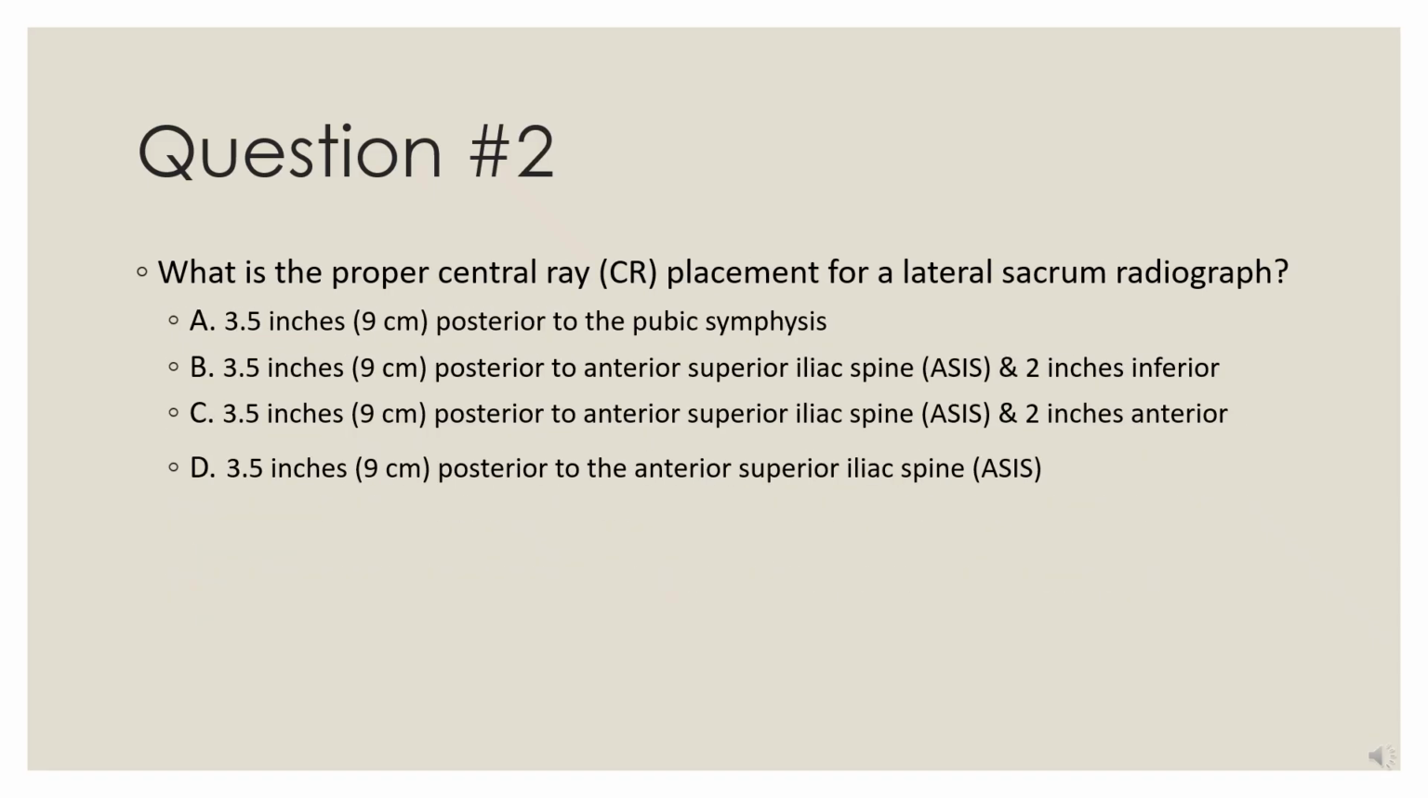So the second question is, what is the proper central ray placement for a lateral sacrum radiograph? When looking through the answers, you just have to pay attention to what you're looking for. So if we're looking for the sacrum, it definitely would not be B, because B is going to be your coccyx. C just doesn't make sense. And A is just not correct. So it's going to be D, 3.5 inches posterior to the ASIS.